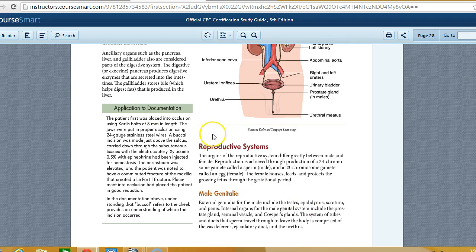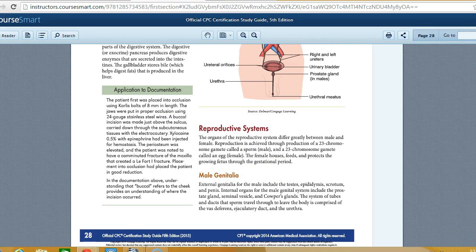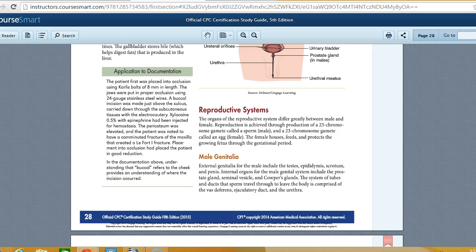Also, you have the reproductive systems. You have the male as well as the female system. Now, the organs of the reproductive system differ greatly between male and female. Reproduction is achieved through the production of 23-chromosome gametes called sperm in the male and 23-chromosome gametes called eggs in a female. And in the female, they house, feed, and protect a growing fetus through the entire gestational period. So, complex individual are female.